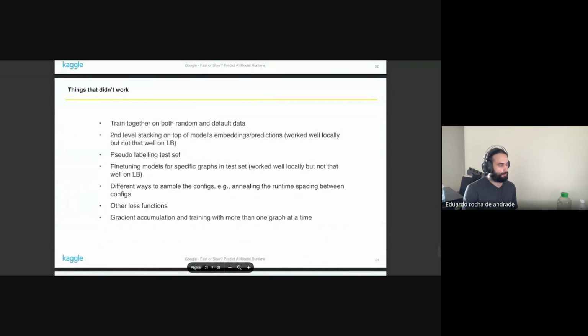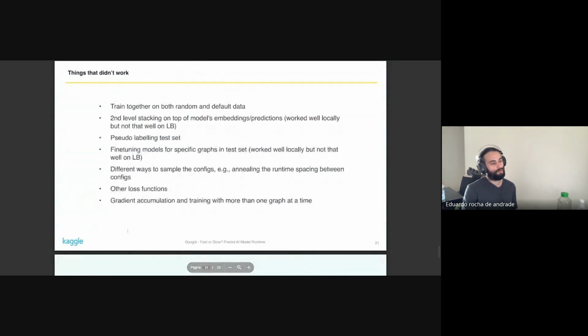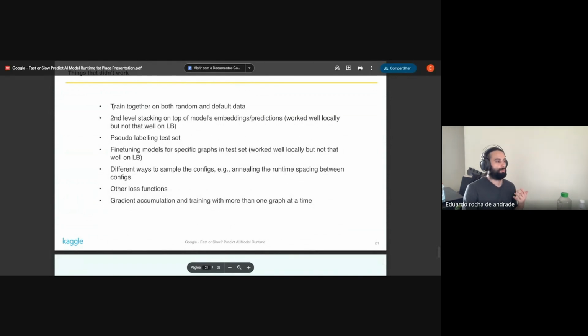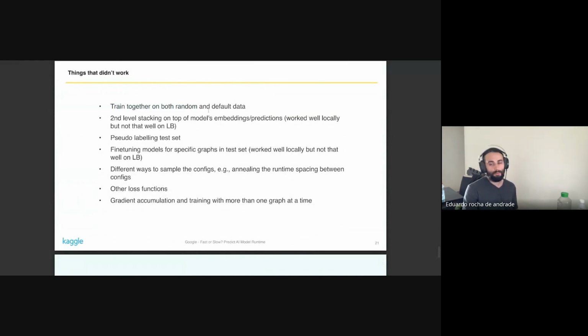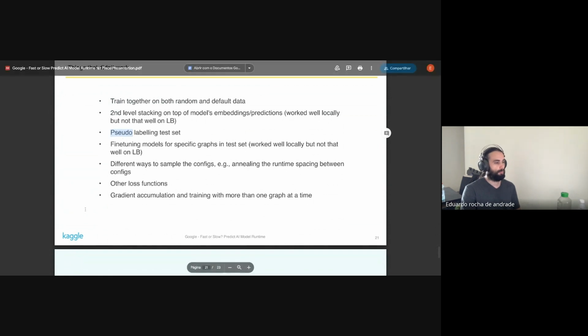Now, very quickly to finish, the things that we tried that didn't work. We tried to mix together the random and default data, but this didn't improve the results. Also, we tried second level stacking models on top of the predictions and embeddings of our ensemble. This pretty much helped a lot locally, but not that much on the leaderboard, neither private nor public. Pseudo labeling also didn't help.